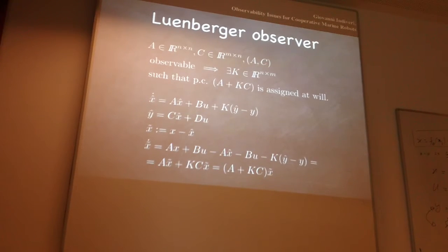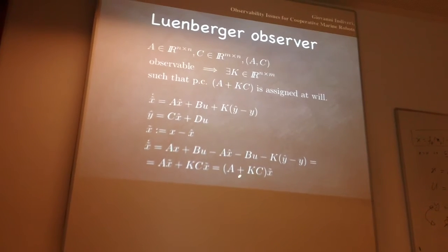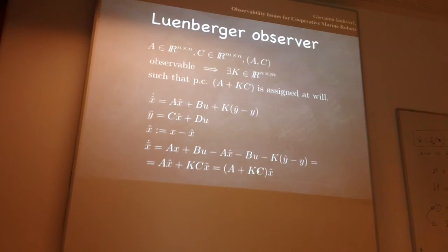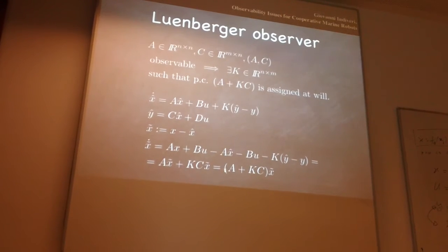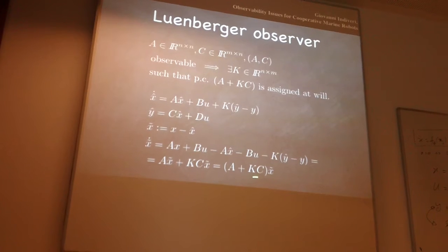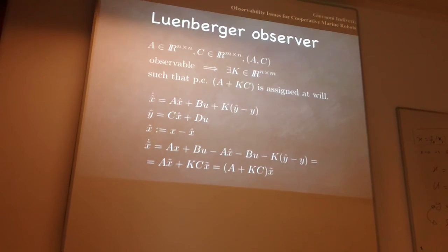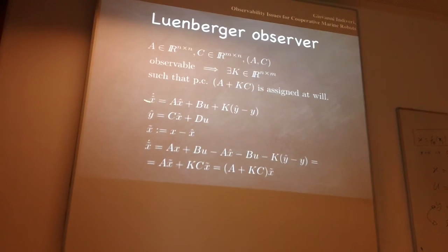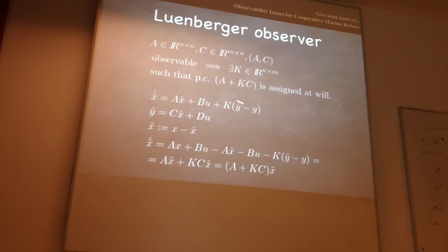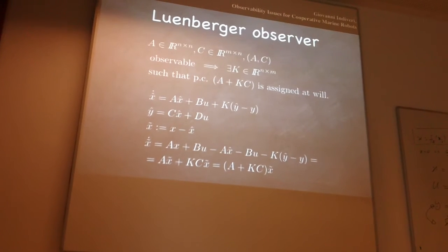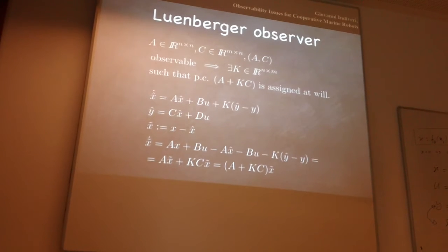Okay? So if the pair A, C is observable, I can always find a matrix K such that the eigenvalues of this matrix are in the left-hand side plane, and this filter will have an evolution, no matter how I initialize it, such that X hat exponentially converges to the real X. And that's how you solve the trick.